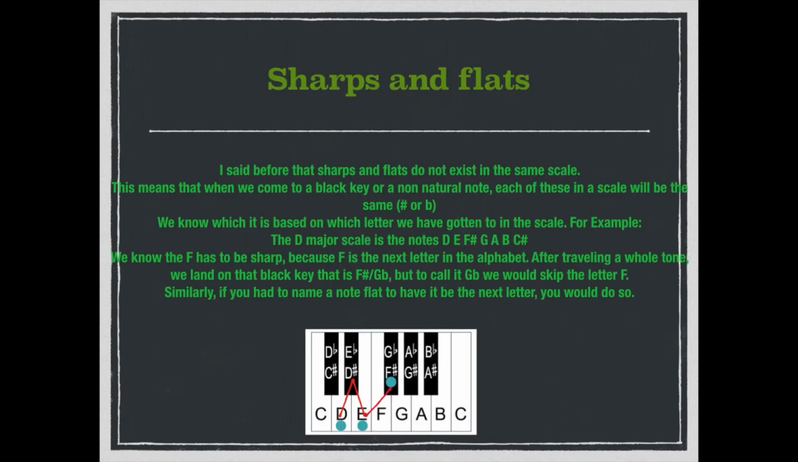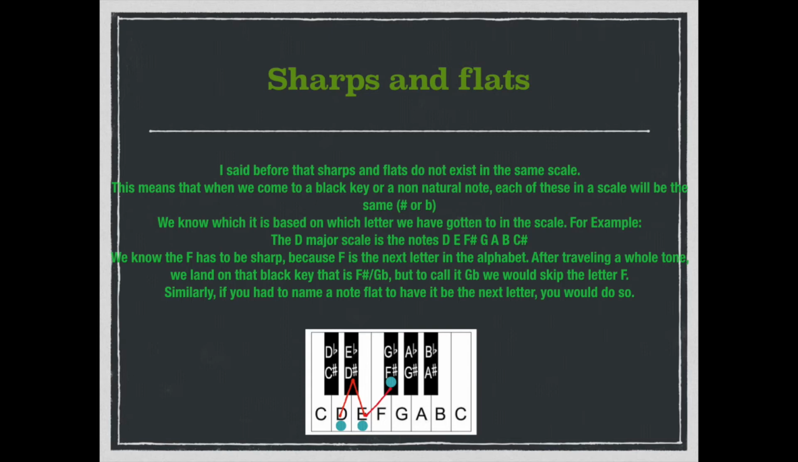Sharps and flats. As I said before, sharps and flats do not exist in the same scale. This means that when we have a black key or non-natural note, each of these in a scale will be the same. You either have sharps or flats. We know which it is based on the letter we've gotten to in the scale for the first accidental or non-natural note. For example, the D major scale is the notes D, E, F sharp, G, A, B, C sharp, D. We know the F has to be sharp because F is the next letter in the alphabet after E.